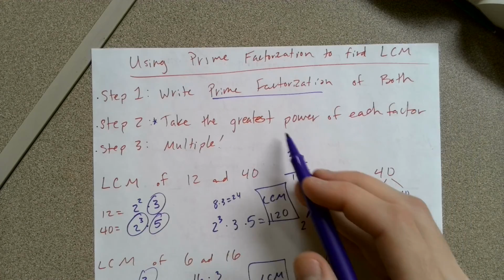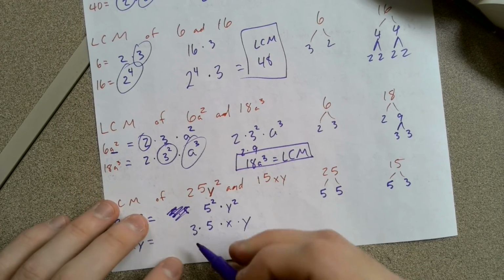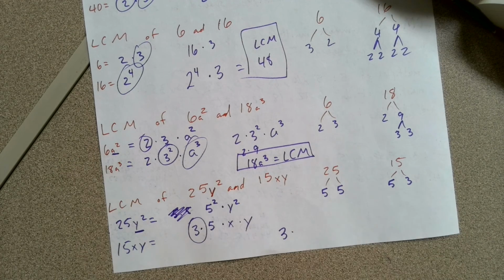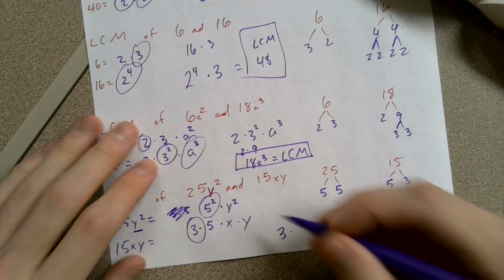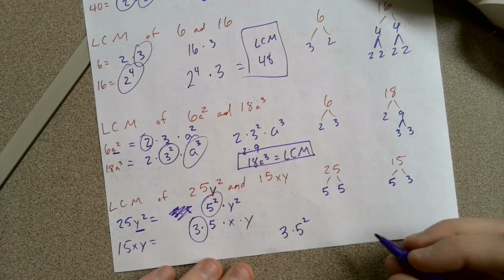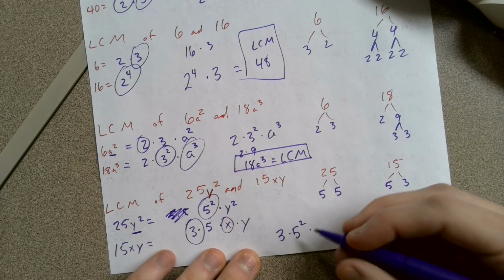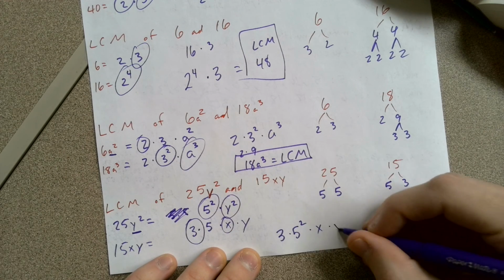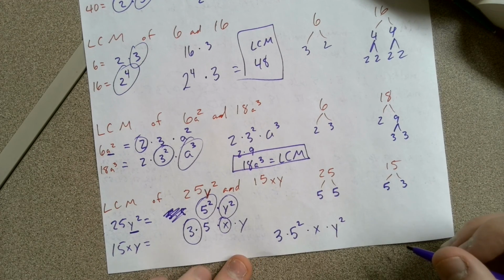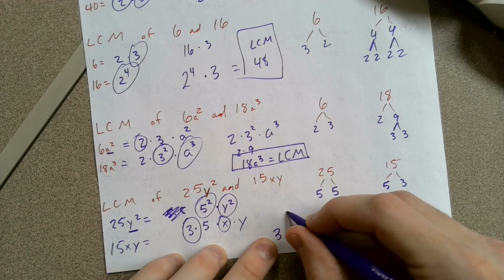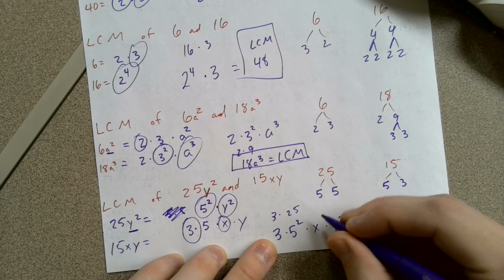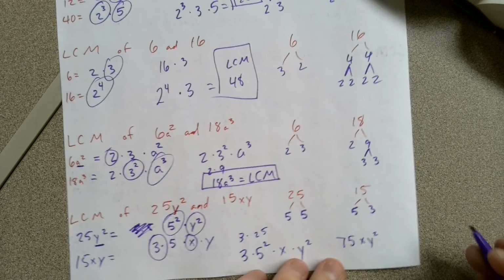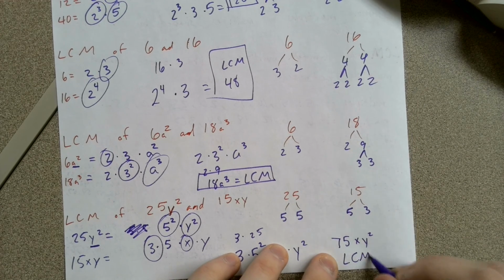Now we're going to take our greatest power of each factor. Our first one, we have a 3. We only have one of them, so this is what we're taking. We both have a 5. Which one are we going to take? The bigger one, 5 squared. Perfect. X, we only have 1, so we're going to take this x. Y's, the bigger one is our y squared, so we're going to take that. Put it all together, 5 squared is going to be 25. 3 times 25 is 75. x, y to the second power. That is going to be your LCM.